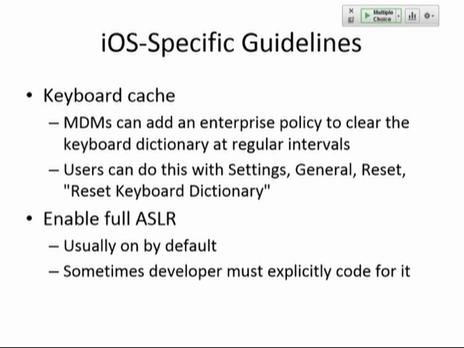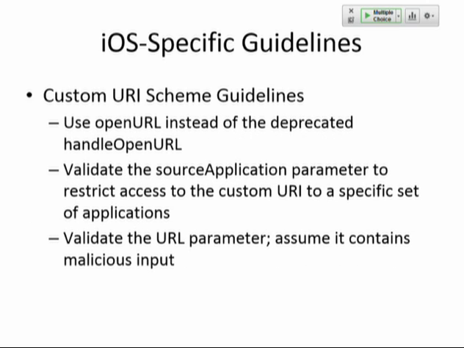Address space layout randomization is not always on by default. When you compile your app, you may have to specify explicitly that you want this to be there. Make a PIE app, position independent executable. If you make a custom URI scheme, like Skype did, it's the same old story. Be aware that you are now taking requests from other apps, and they may be malicious. They may be attempting to inject special characters and such.